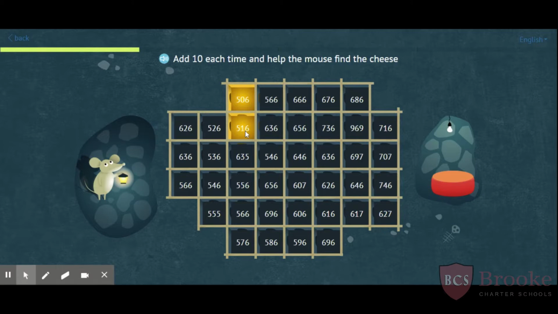506, 516. Now I add one more 10 stick, and instead of 1, I have 2. 526. 506, 516, 526. Nice. I go from 2 tens to 3 tens, 536. So next would be 4 tens. Good. That would make my number 546. So let's go back to the beginning.